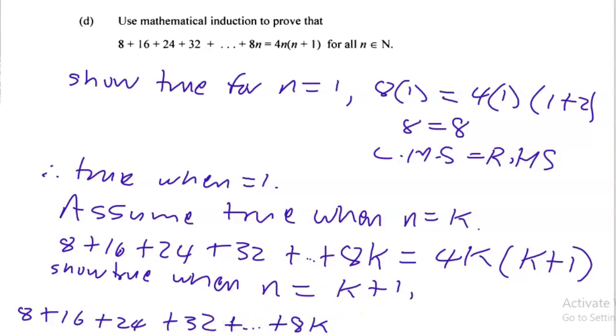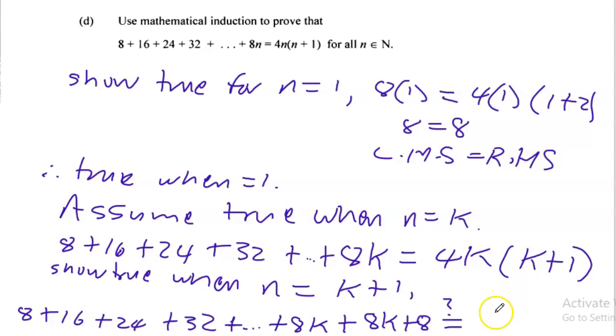Now the question is which term would follow 8k? Now notice the terms are increasing by 8. Remember the sequence 8, 16, 24. So the terms are increasing by 8. So the term that would follow 8k would be 8k plus 8. And I put a question mark here because we're asking a question: is this now equal to the right hand side? And on the right hand side, we're going to be replacing n with k plus 1.